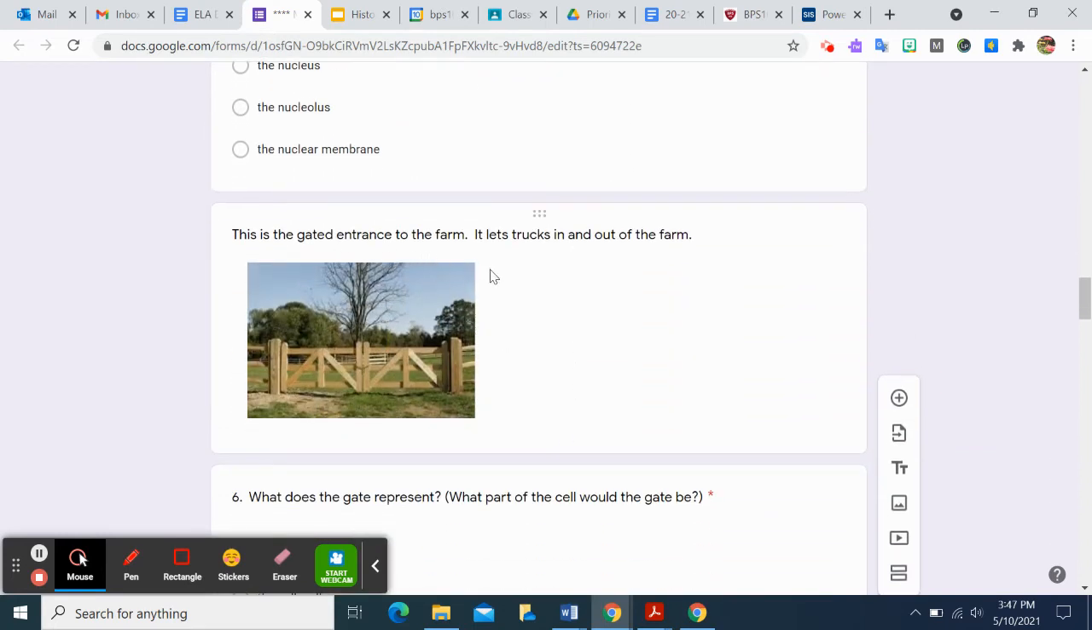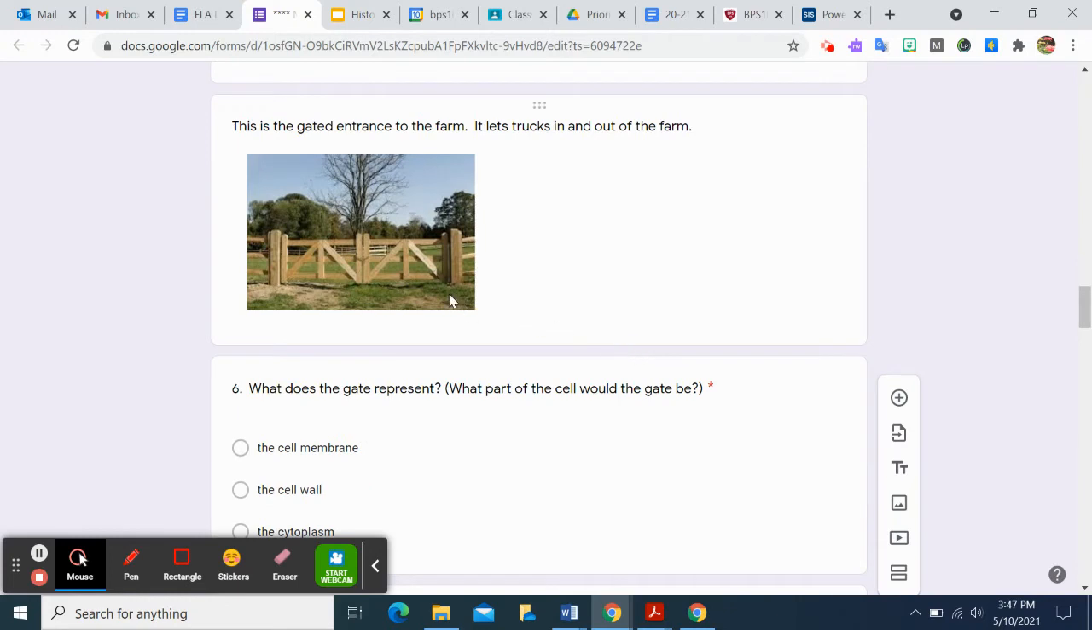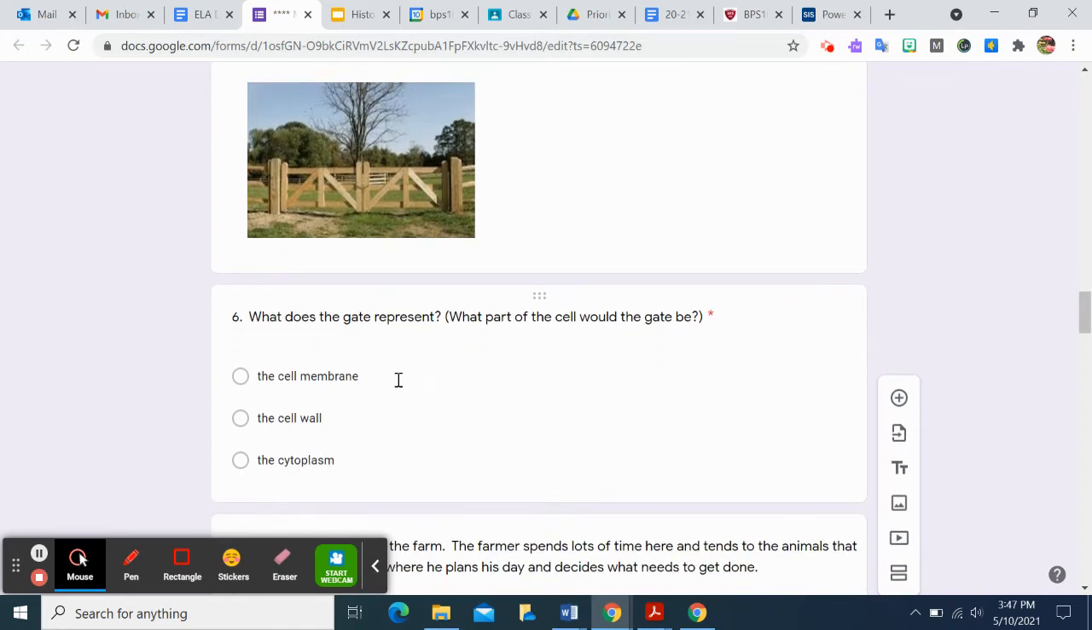This is the gated entrance to the farm. It lets trucks in and out of the farm. What does the gate represent? Or what part of the cell would the gate be? So the cell membrane, the cell wall, or the cytoplasm? Which one of these acts like a gate, letting things in and out?